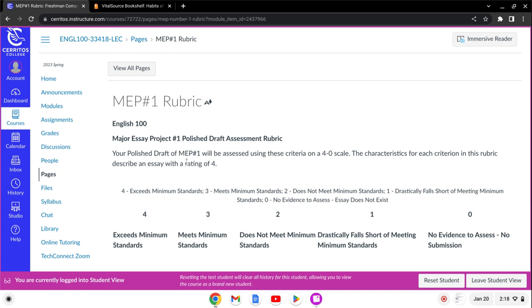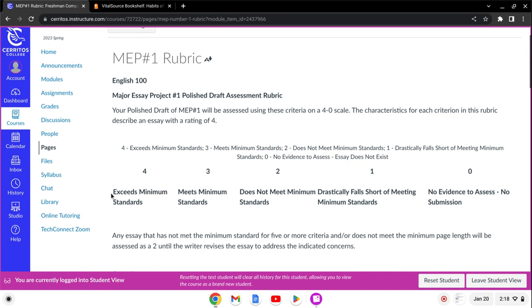Okay, so as mentioned in the syllabus and the grading and assessment policy or breakdown, the polished drafts will be assessed using a 0 to 4 scale, and each of those numbers, they're not points. Remember, they're not points. They're just numbers that represent these different characteristics. Okay, so a 4 represents this characteristic, exceeds minimum standards. It doesn't mean 4 points, it just means exceeds minimum standards, a 4.